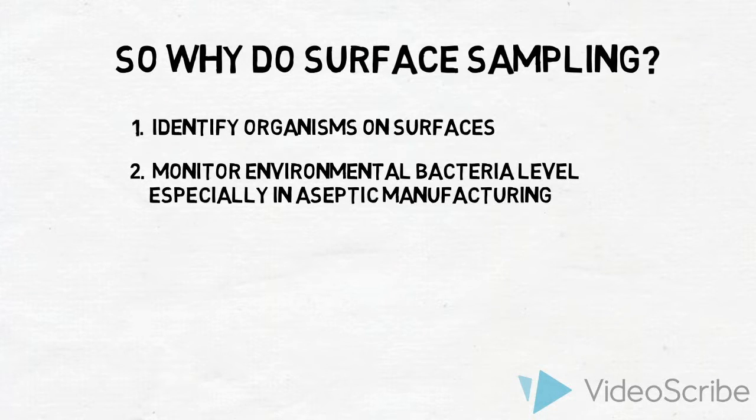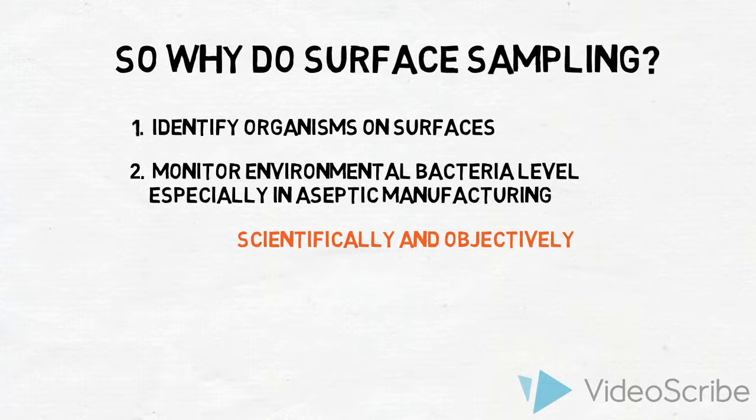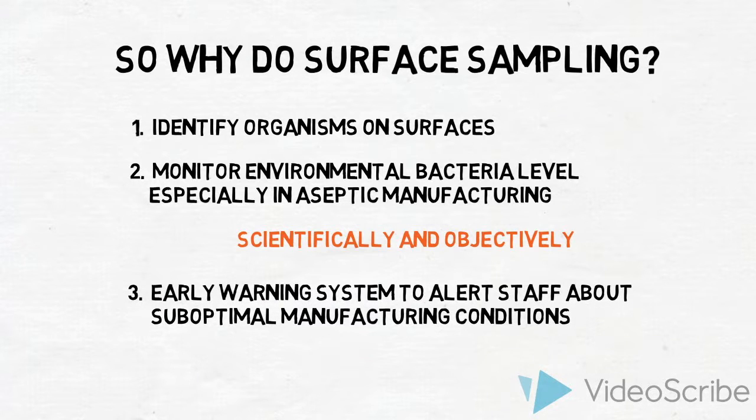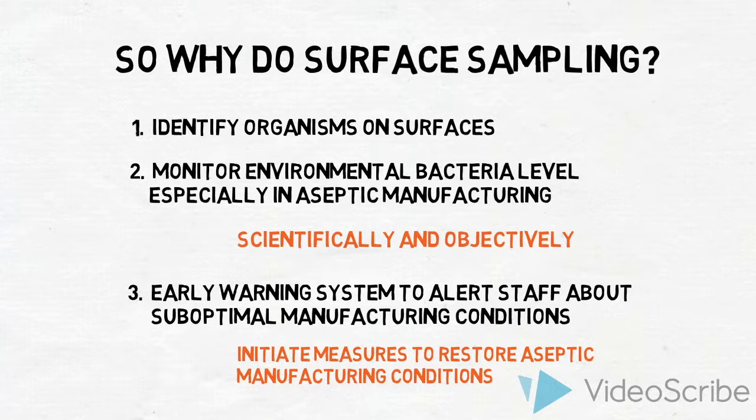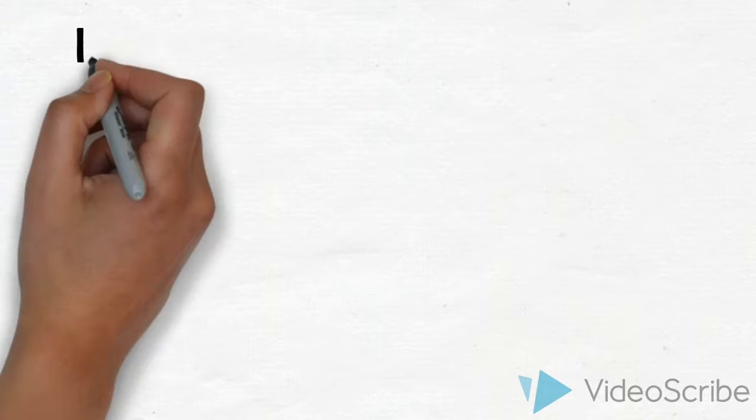It also allows us to establish scientifically whether the environment in question contains more microorganisms than would normally be present. Additionally, environmental monitoring should be used as an early warning system to alert staff when atypical levels and compositions of microorganisms are present in the facility, so that measures can be taken to restore aseptic manufacturing conditions.